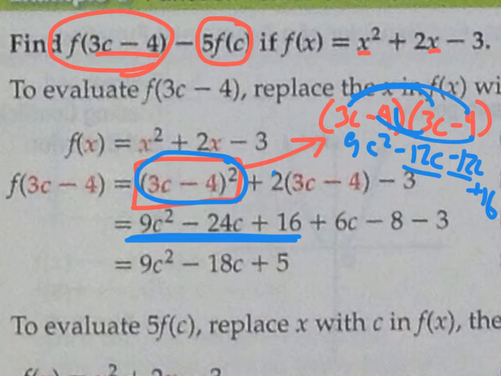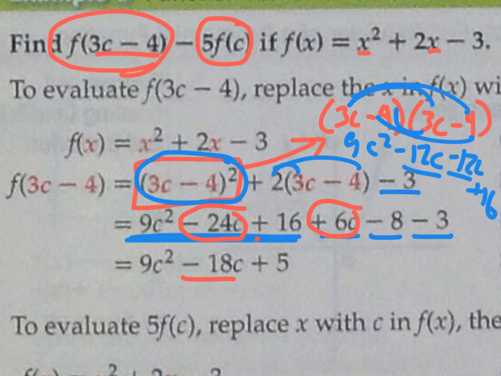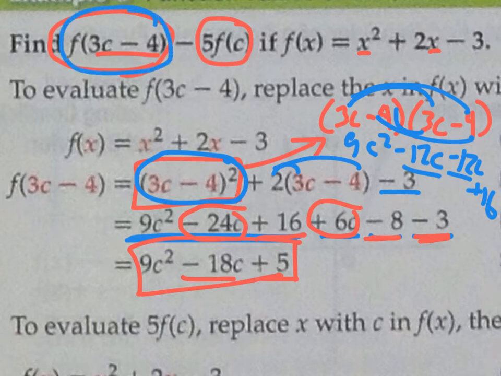They're going to distribute 2 times 3 and 2 times negative 4. That's where they get the 6c minus 8. Then they bring down the minus 3c. There it is, minus 3c. Then after that, they just combine all the like terms, like the negative 24c with the positive 6c. That gives you a negative 18c. And then the 16 plus negative 8 plus negative 3, that gives you a positive 5. And that's your final answer, but that's just for this first part up here, the f of 3c minus 4.